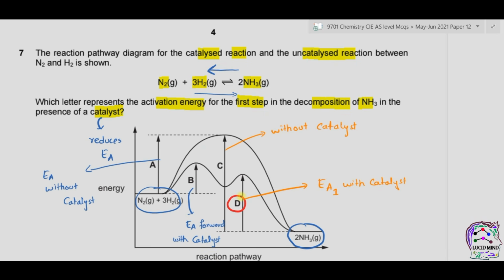And similarly, D will represent the activation energy for the forward reaction with catalyst. B is the step 1 in the forward reaction and D is the step 2. According to this question, the answer is part D.